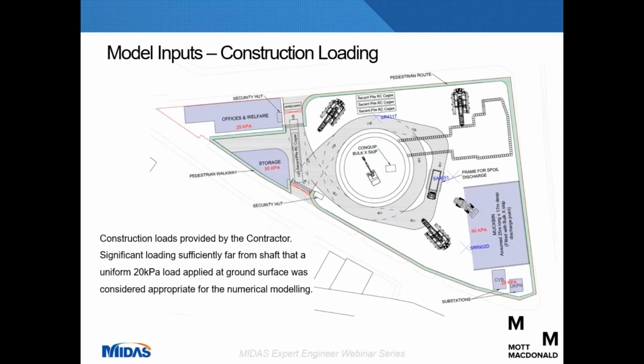So during construction, the contractor provided us a plan of how the compound was going to be set up and the construction loads that could be expected. So you can see there's a fair few loads there at varying distances from the shaft. So to simplify down the modelling, we considered that a 20 kPa uniform surcharge everywhere around the shaft would be appropriate, rather than having to model all these specific loads which invariably would change on site anyway.